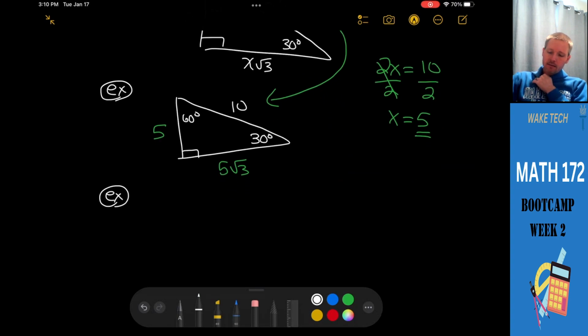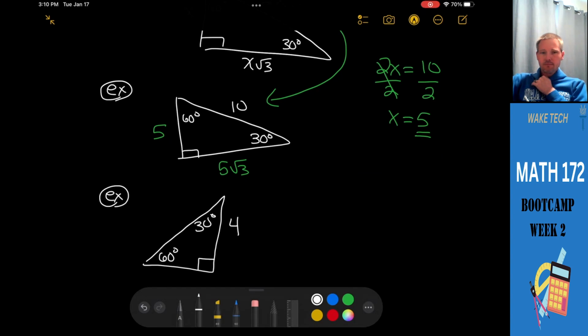Okay. So let's try another one. I'm going to change the orientation a bit. That doesn't change the rule. We've still got a 30, 60, 90 triangle, just some different sides are given now. So let's say across from 60 degrees, we've got 4. I'm going to give you a moment to see if you can identify the lengths of the other two sides.